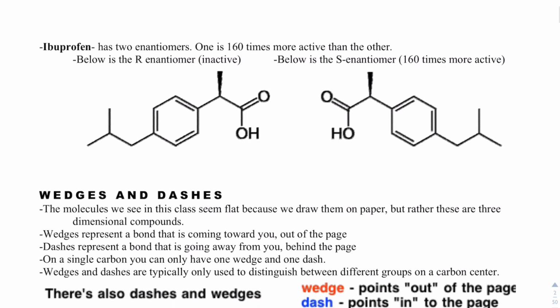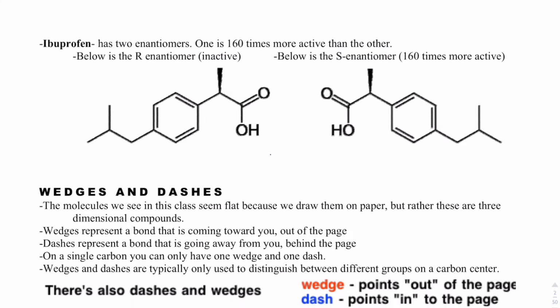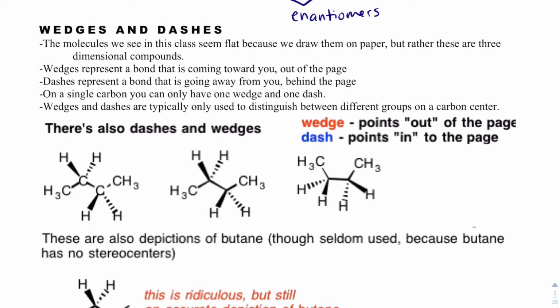Maybe something that you have experience with would be ibuprofen. So these guys are mirror images. Okay, these are enantiomers. And actually, one is called the R enantiomer, and that's part of ibuprofen, and it's inactive. And then there's the S enantiomer, which is actually 160 times more active. So that would definitely be the type of ibuprofen that you want if you're in search for some sort of pain relief.